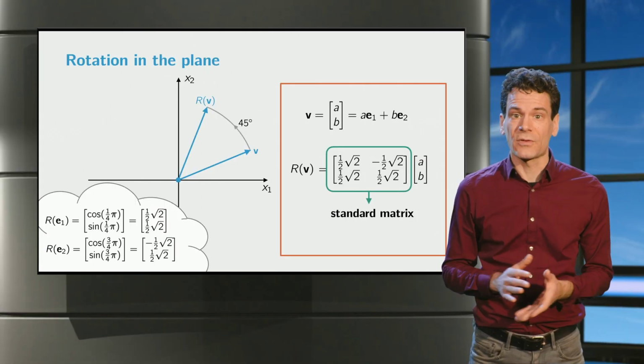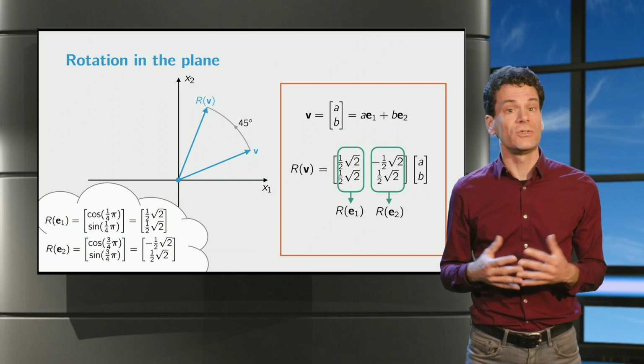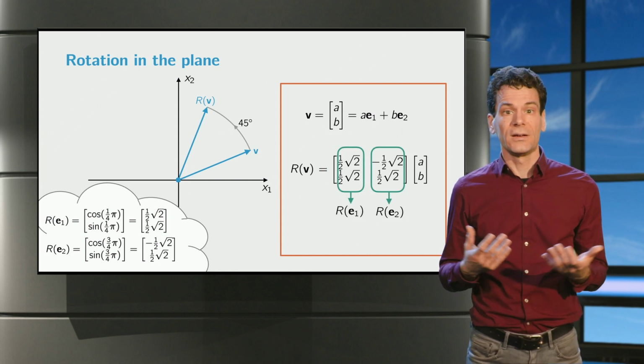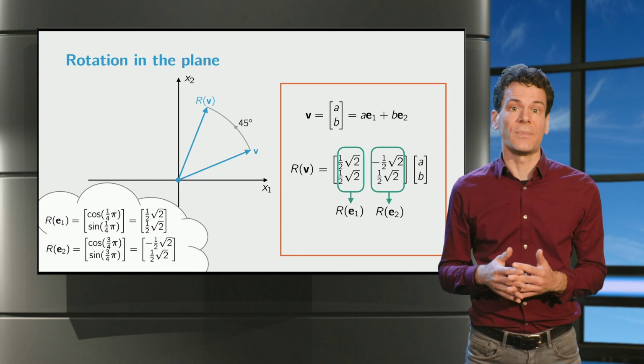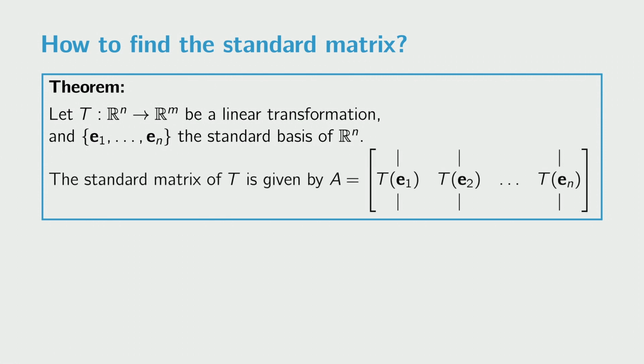Note that the columns of the standard matrix are precisely obtained by applying the transformation to the standard unit vectors. This illustrates how to find the standard matrix of a linear transformation. If T is a linear transformation from Rn to Rm, and we denote the standard basis vectors of Rn as e1 to en as usual, then the columns of the standard matrix are obtained by applying the transformation to each standard basis vector. The proof runs precisely analogously to the example.